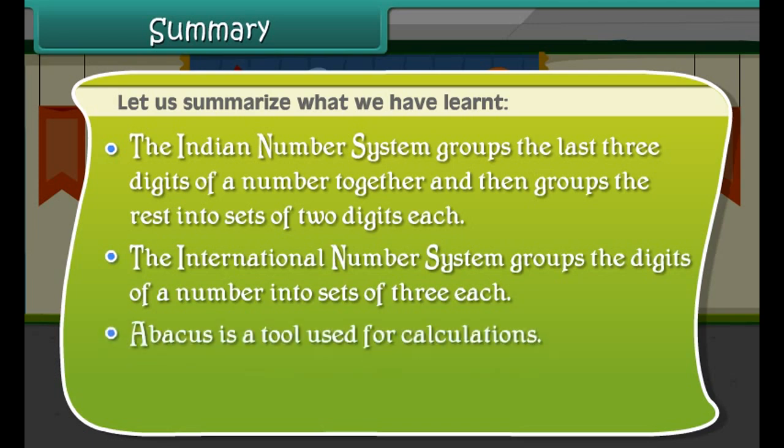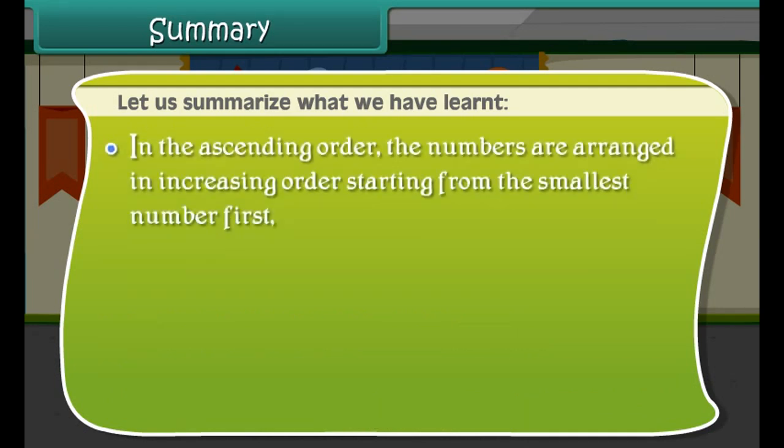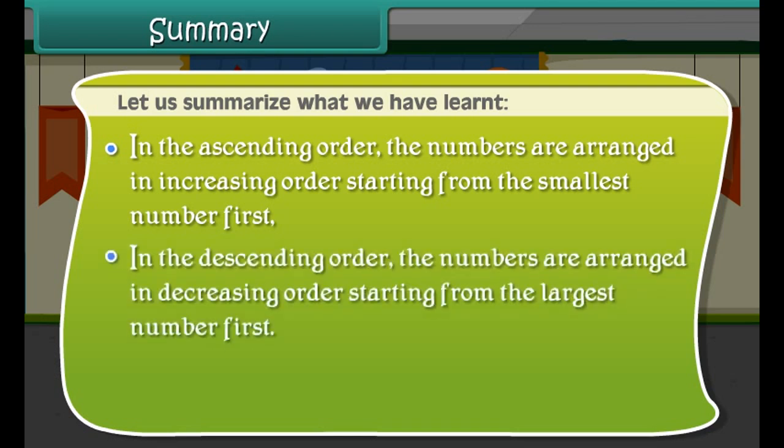Abacus is a tool used for calculations. Place value of a digit helps us determine its value in a number according to its position. In the ascending order, the numbers are arranged in increasing order starting from the smallest number first. In the descending order, the numbers are arranged in decreasing order starting from the largest number first.